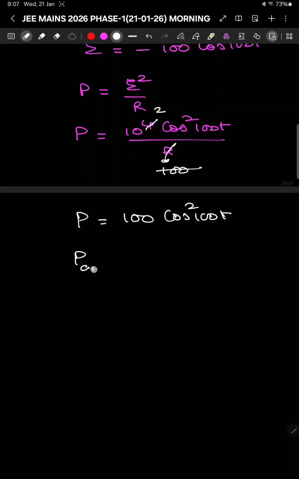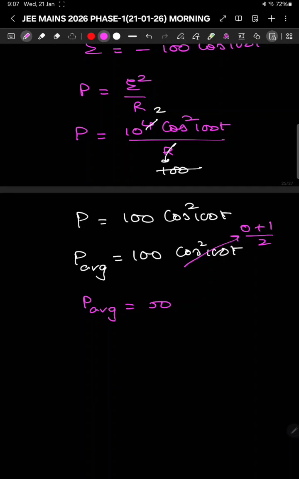I want to find the average power. So to find the average, the cos square function's least value is 0, the highest value is 1, so the average value will be 0 plus 1 by 2. Now the average power becomes 50. Average power formula is total energy by total time. Here T means the time period given. So energy becomes 50T, 50 into the time period formula 2 pi by omega.